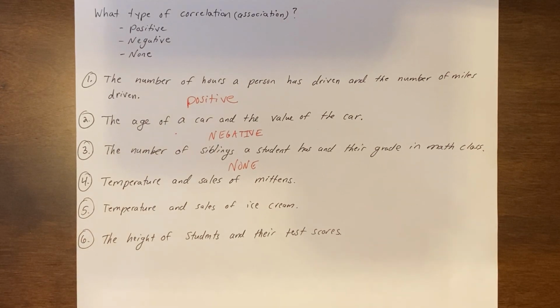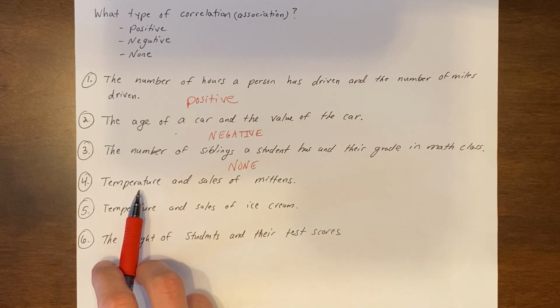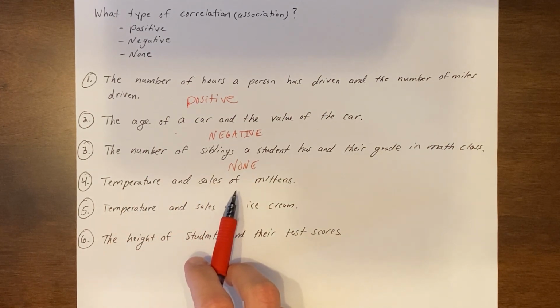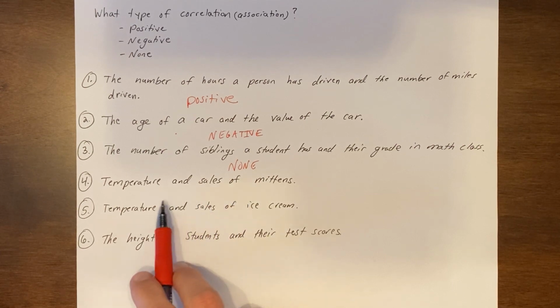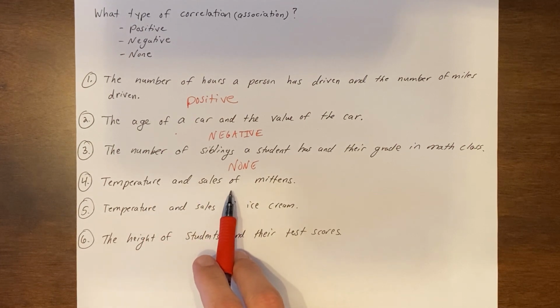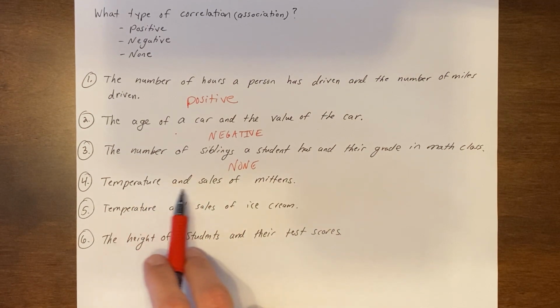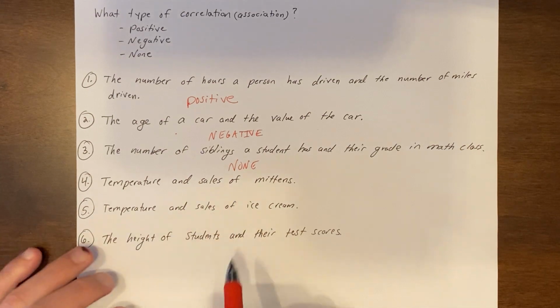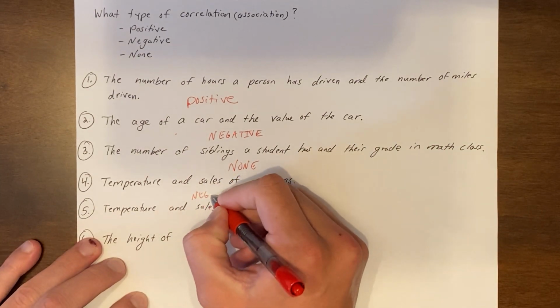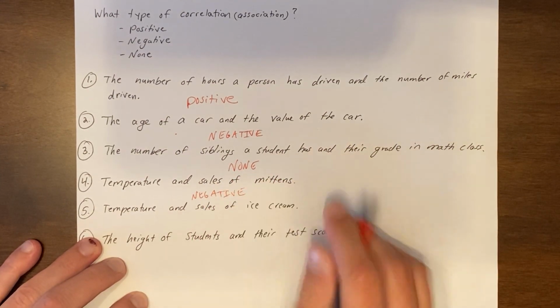All right, number 4, temperature and sales of mittens. If the temperature goes up, so it's getting hotter, what's going to happen to the sale of mittens or gloves? Is that going to go up or down? Well, when it gets hotter, people don't need to cover up their hands, so that is going to go down. So we have one variable that's increasing, one variable that's decreasing. So we would say this is a negative correlation.